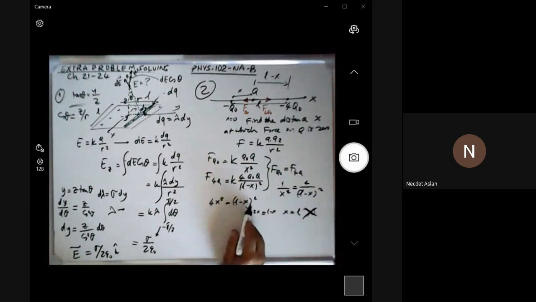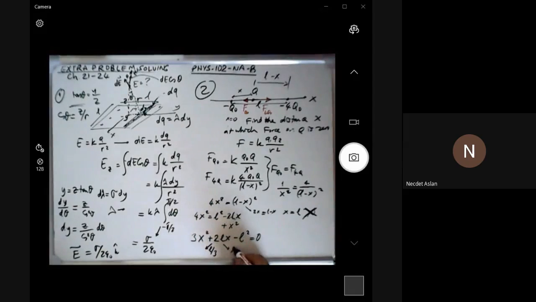But don't forget, since this is a second order equation, you have to get 2 roots. So to get the second root, you have to do this. 4x squared on the left-hand side is equal to, now open this up, the square of L minus x is L squared minus 2Lx plus x squared, okay? Now if you put everything to the left-hand side, you get 3x squared, because you will subtract 1 from here, plus 2Lx minus L squared is equal to 0. And this has roots L over 3 and L.